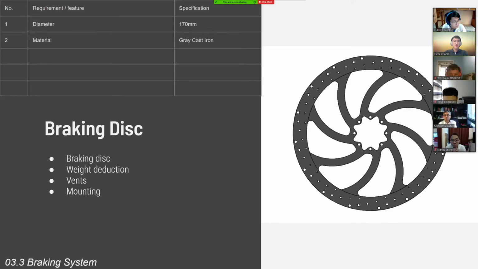The brake disc is 170 millimeters, made of gray cast iron. There are 8 mounting holes in the middle to mount it with the hub, and the others are weight reduction holes and thermal holes.